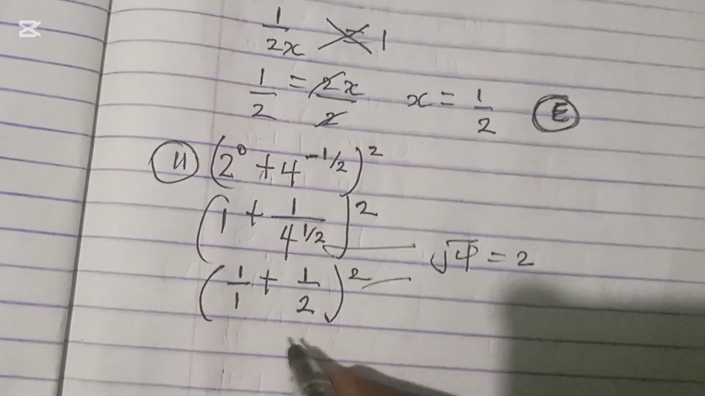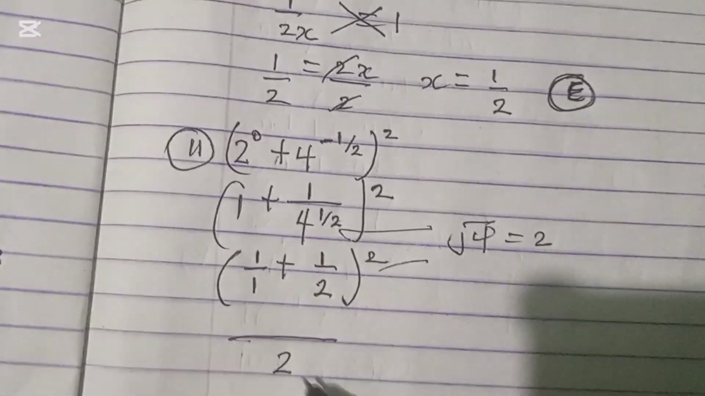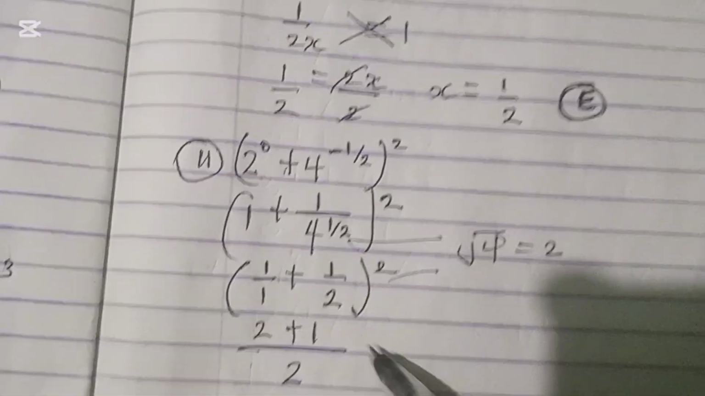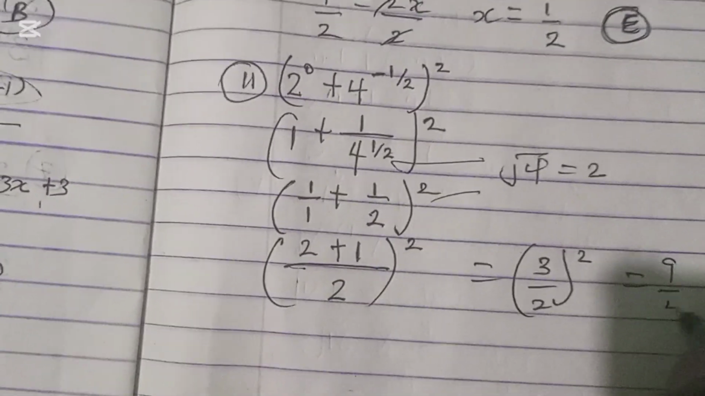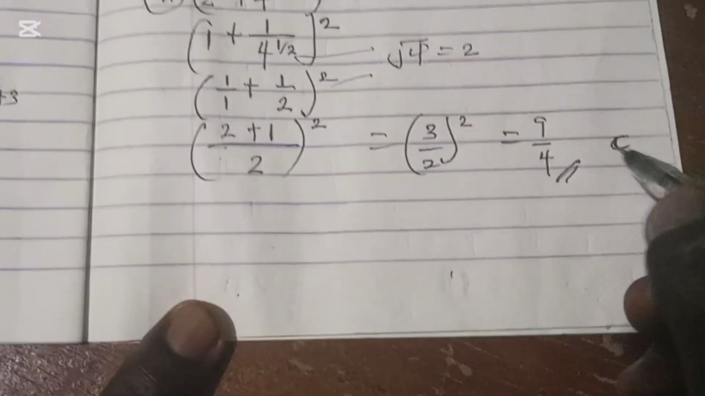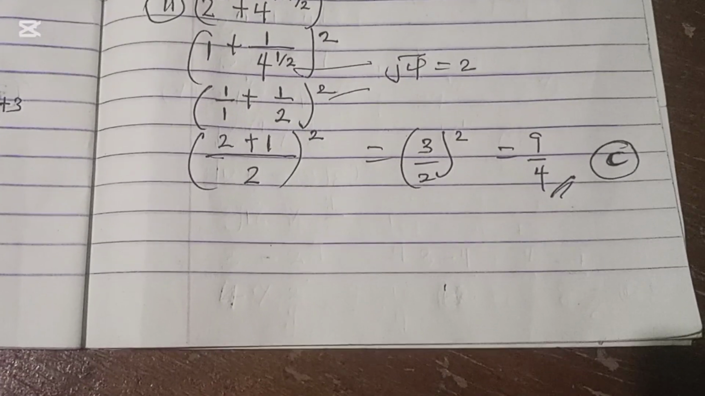This is 2. So you find the LCM. Let's say 2. So 1 into 2 times 1 is 2. 2 into 1 times 1 is 1. Then square. So that will give us 3 over 2, squared. 3 squared is 9, 2 squared is 4. And that is option C. So let's move to another question.